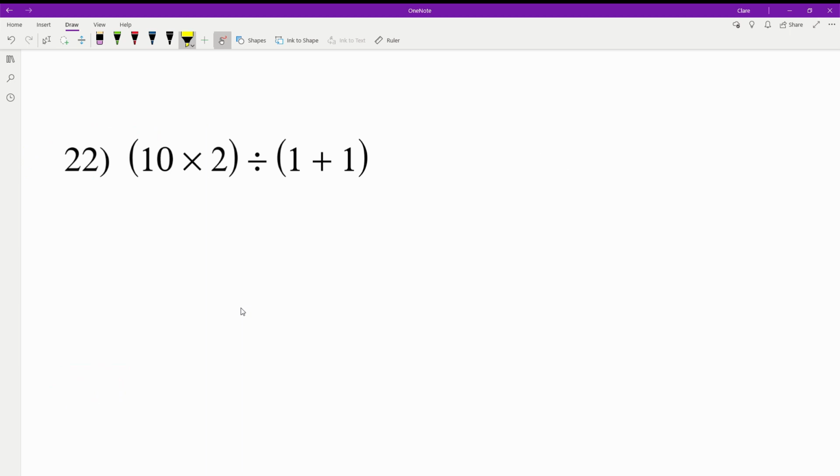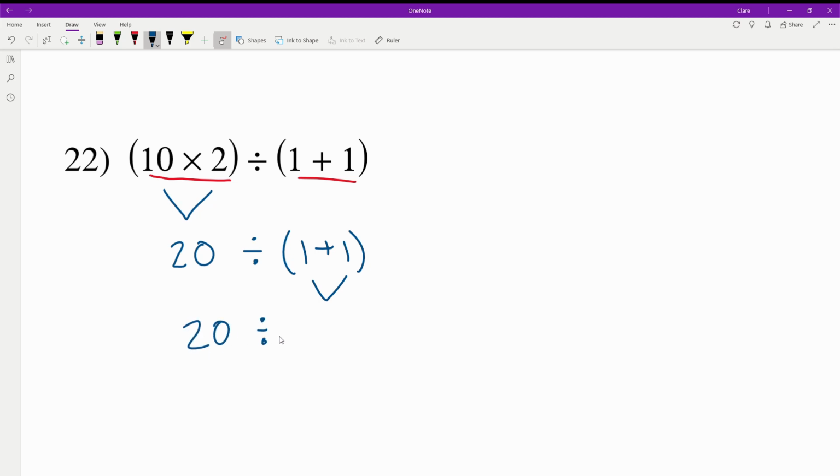In number 22, we have 10 times 2 divided by 1 plus 1. Remember, parentheses first. So 10 times 2 and 1 plus 1 is what we'll do first. And I'll go ahead and do 10 times 2 working left to right. 10 times 2 is going to be a positive 20. And I'll divide that by 1 plus 1. My next set of parentheses, 1 plus 1, I'll compute. So I'll have 20 divided by 1 plus 1 is 2. Now, all I have left is division, so let's just divide. 20 divided by 2 gives me 10. So 10 is our solution in number 22.